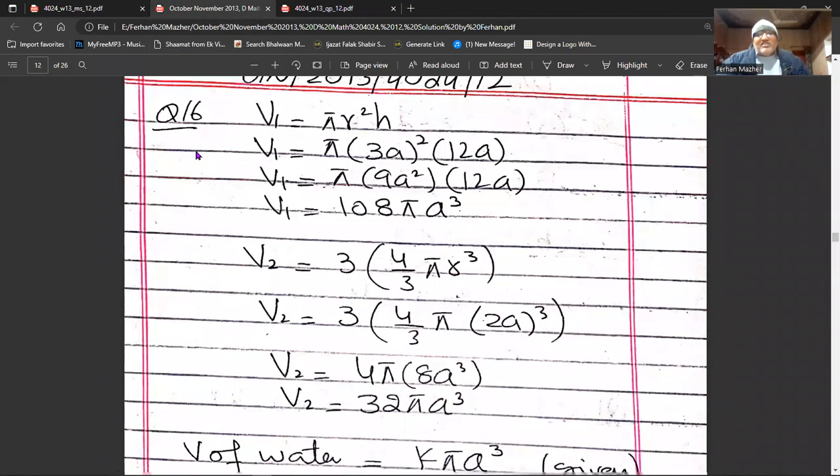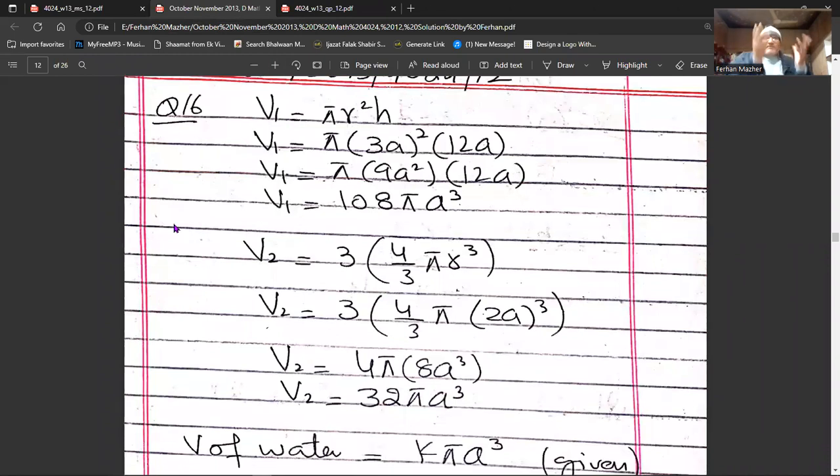So here we got the solution. Volume 1, the volume of the cylinder, will be pi r square h. The radius of the cylinder is 3a and the height is 12a. So volume 1 will be pi into 3a whole square into 12a. So you will have volume 1 equals pi 9a square multiplied by 12a. So volume 1 will be 108 pi a cube. That's the volume of the whole cylinder.